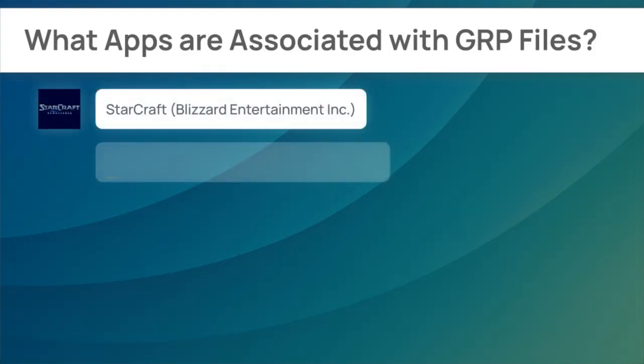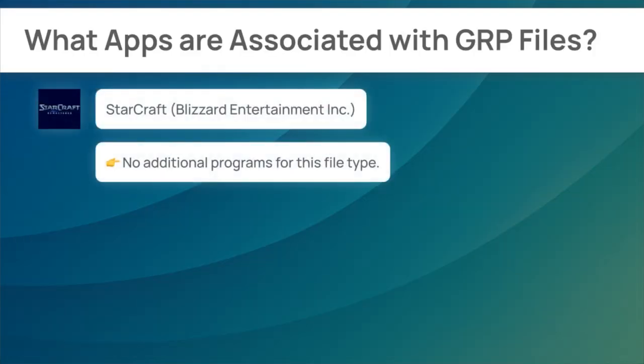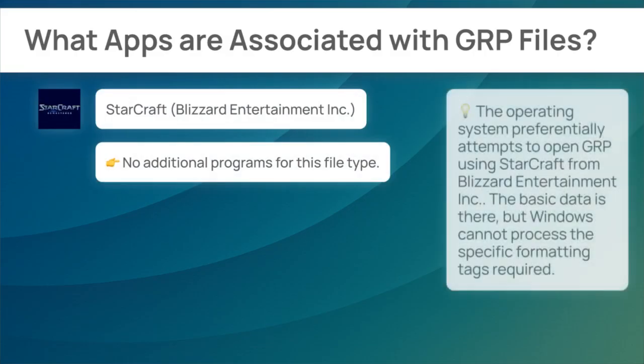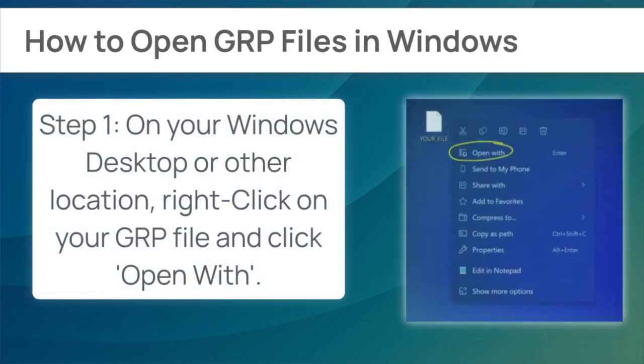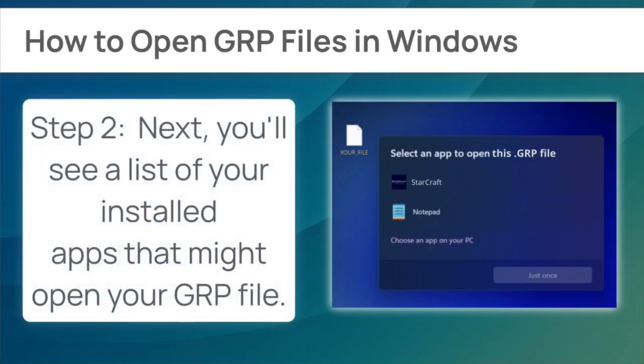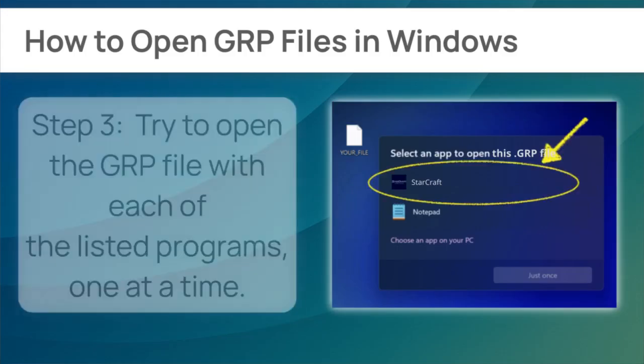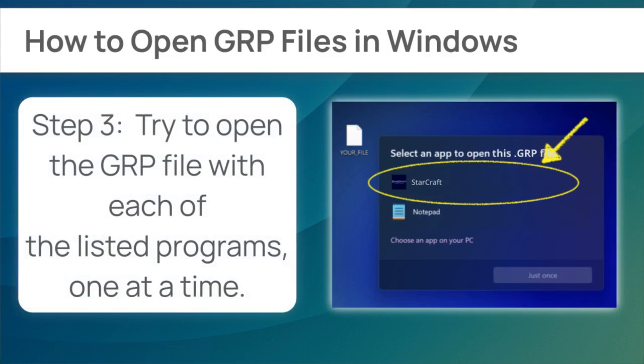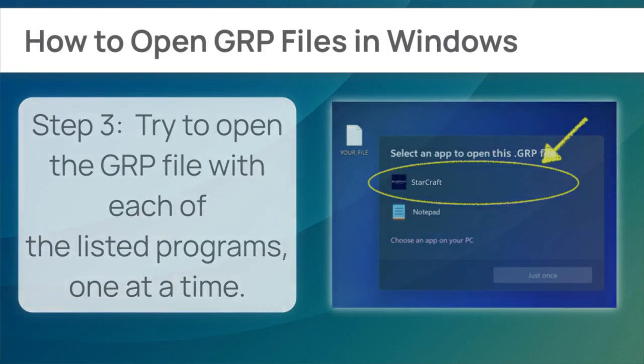Your first application to test with GRP should be StarCraft from Blizzard Entertainment Inc. The native Windows utility cannot fully interpret the file's specific data structure. Windows has limited support for data structures, so proper viewing depends on matching tools. Let's find the winning application: right-click your GRP file and select Open With. If StarCraft is there, test it now. If not, grab another application. Testing helps us eliminate common software conflicts.